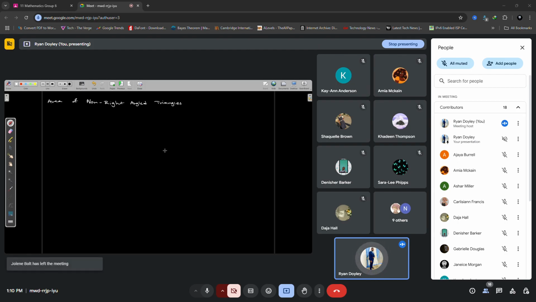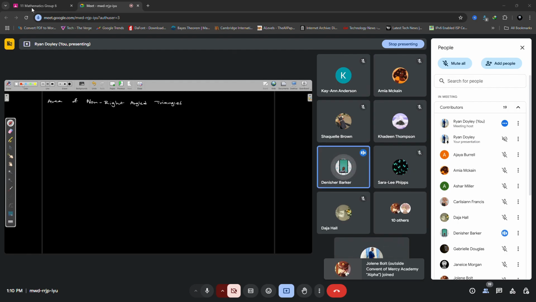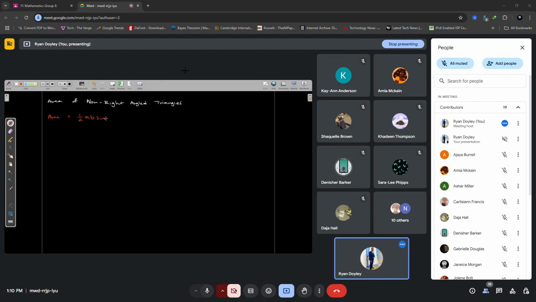So area of non-right angle triangles, and this one is fairly simple. What was the formula for this again? Sir, half AB sin C. Okay, half AB sine C. And for this one, what was the characteristic of this one?